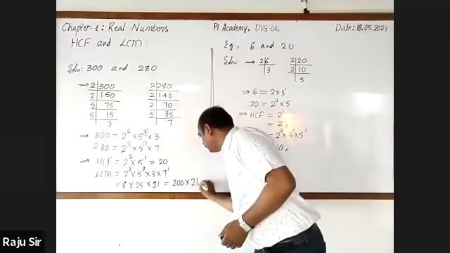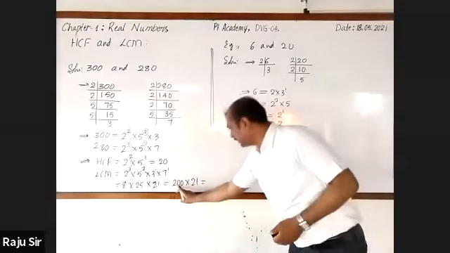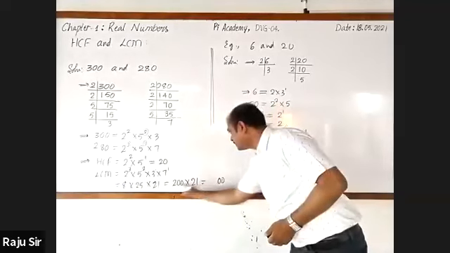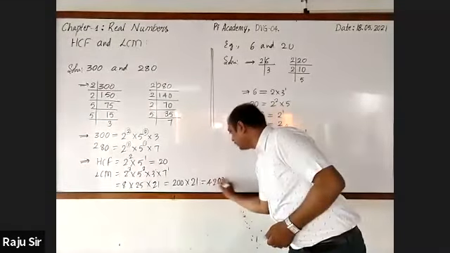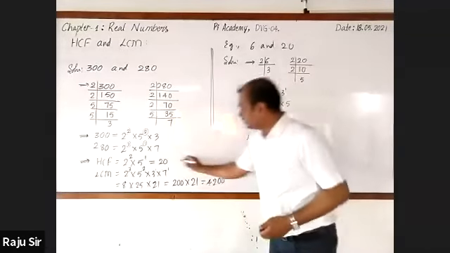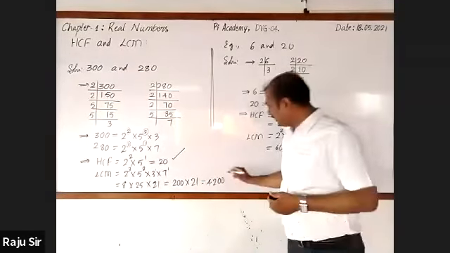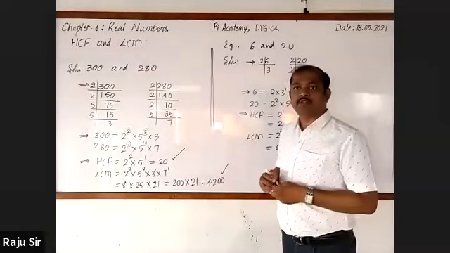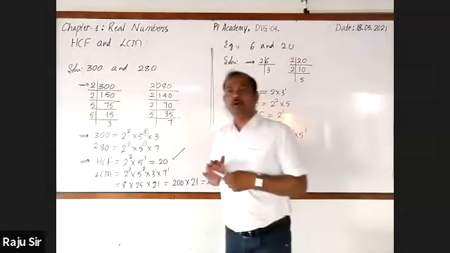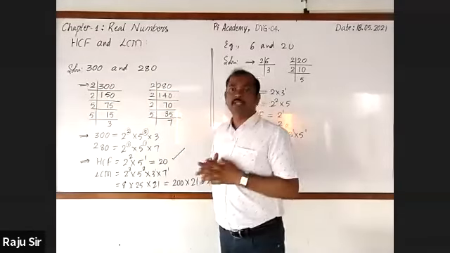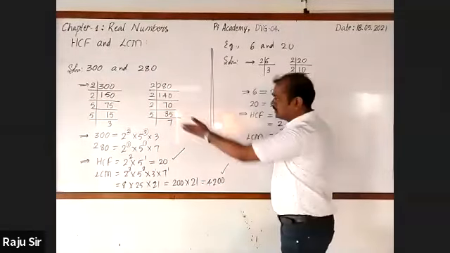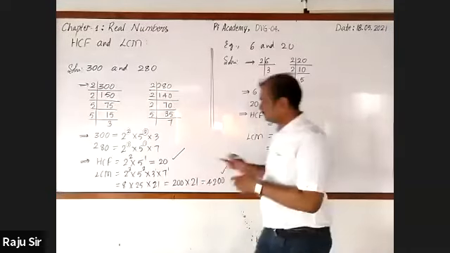200 into 21. Let us multiply this. Here there are 2 zeros. Then 21 2s are 42. 4,200. So HCF is 20 and LCM is 4,200. Hope that you all have understood. Now let us go for defining both HCF and LCM by using these statements.